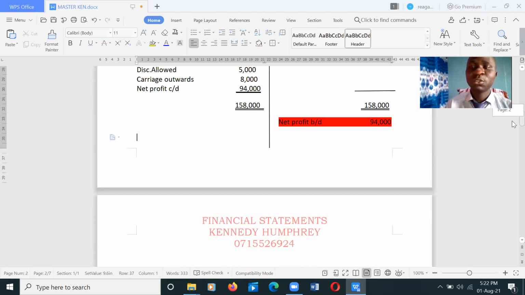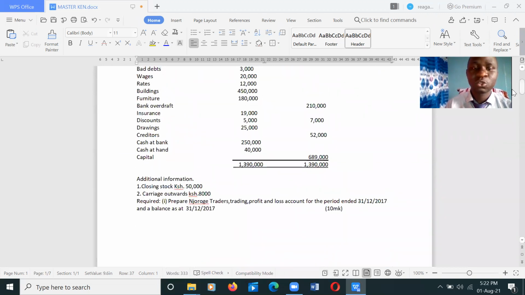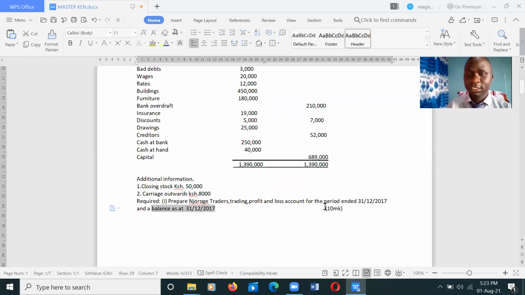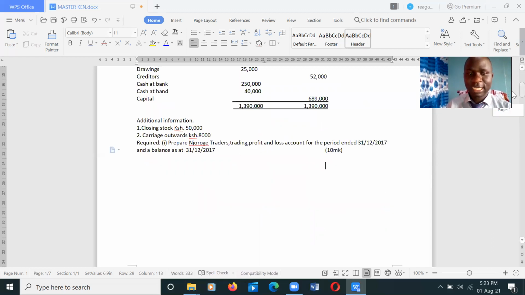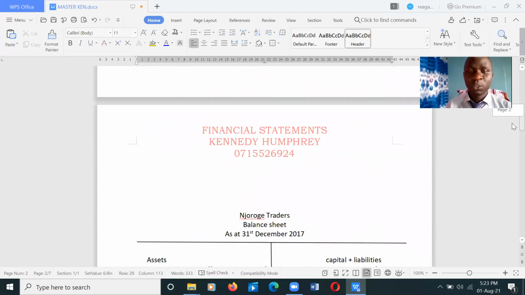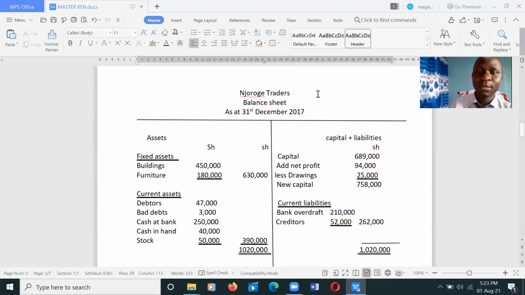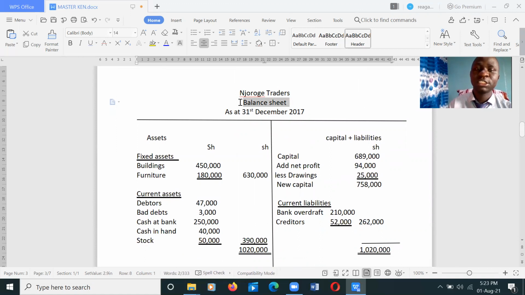Okay, another instruction: we were also instructed to prepare a balance sheet as at that date. Now, if we are preparing a balance sheet as at that date, remember, we start by naming the business, in this case Njoroge Traders, then the financial statement, which is the balance sheet, and then the date as at 31st December 2017.